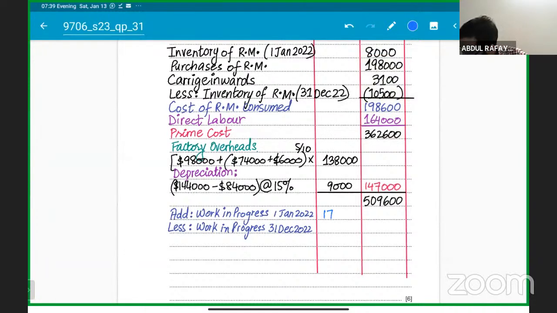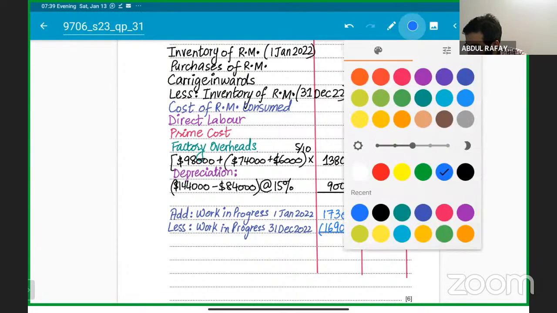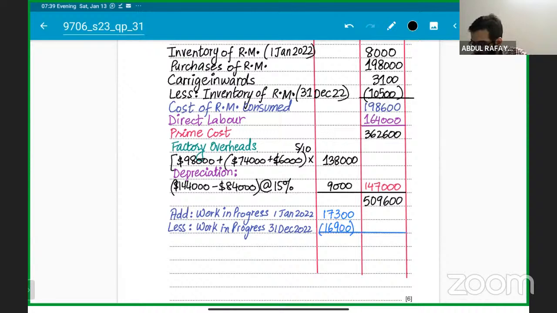17,300 is the opening work in progress inventory. And subtract 16,900, the closing work in progress inventory. Guys, got this clear? And that's where you will get the cost of production or the manufacturing cost.